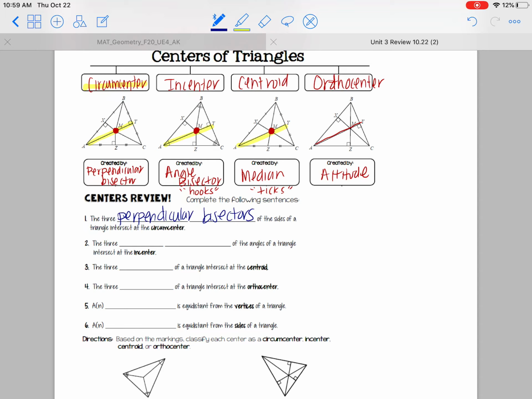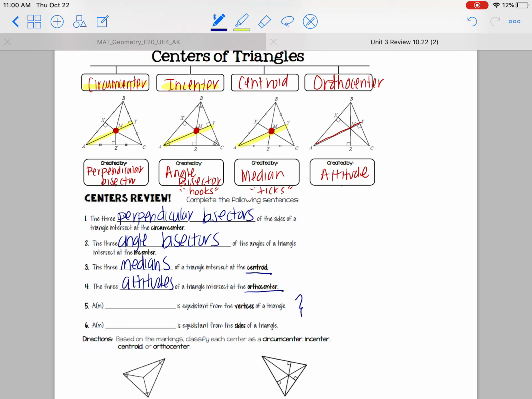And then the 3 blank blank of the angles of a triangle intersect at the incenter. So the incenter will be the point of concurrency for the angle bisectors. So here we have to understand that the angle bisectors, when they intersect, are going to meet at the point called the incenter. The centroid is the intersecting point of all the medians in a triangle. The orthocenter is going to be the intersecting point of all the altitudes.